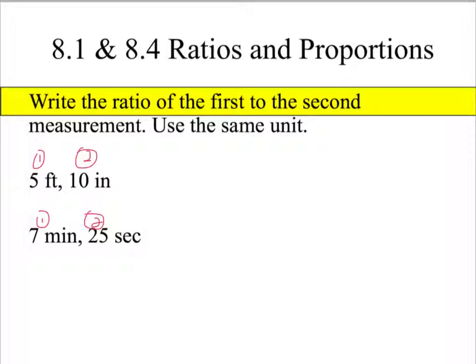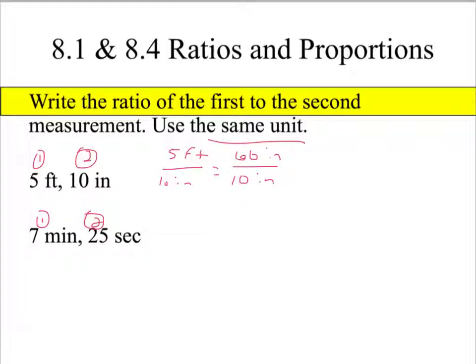All right, this very first one, the ratio of the first to second, is 5 feet to 10 inches. But remember, it also needs to be the same unit. So which one am I going to switch? Am I going to switch feet or inches? Well, I can easily make 5 feet into 60 inches because I multiply by 12. And since 10 inches is already in inches, I'm going to leave it as that.